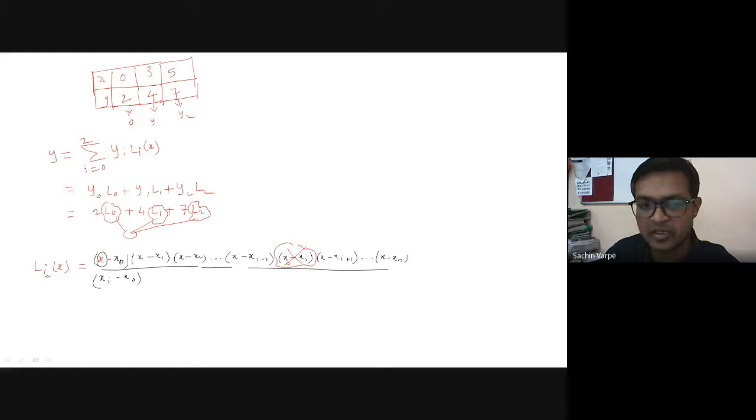So when I replace all x by xi, we get xi minus x naught, then xi minus x1, xi minus x2, and so on, xi minus xi minus 1, next is xi minus xi plus 1, and so on. So how do I write now for L0? L0 will be what?